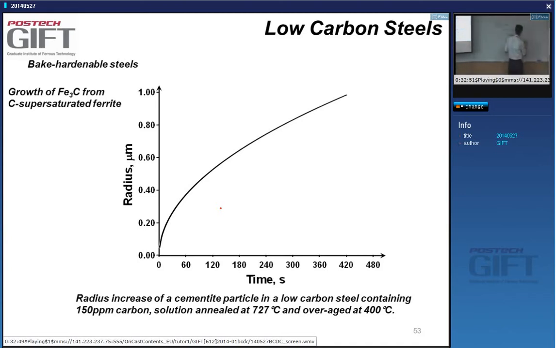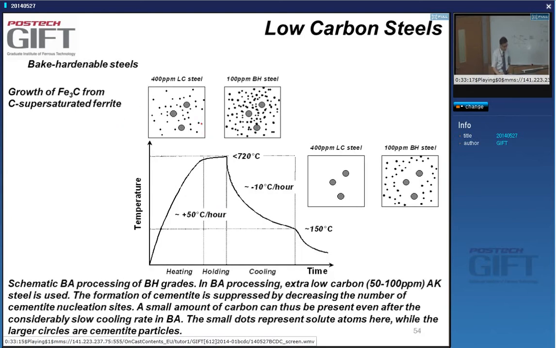So you remember the overaging and continuous annealing? So you have, you know, like this. So here you precipitate your cementite, yes? But you leave a small amount of carbon in solution to give you the bake hardening. Okay. For instance, as shown here, you have your cementite particles and carbon in solution. So if you have a bake hardening steel, you will have cementite particles and carbon atoms in solution, yes?